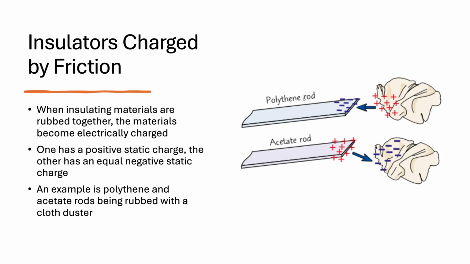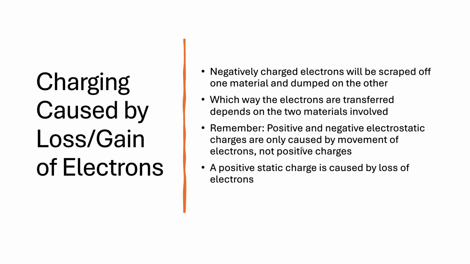So this is a good example that commonly comes up. When you rub a polythene rod with this cloth duster, the cloth becomes positively charged and the rod becomes negatively charged. However, if you change the material of the rod, all of a sudden the one that becomes positively charged switches. So basically, which one becomes positively charged is determined by the materials themselves, is the important thing to take away from that. Now, the reason this happens is because the materials lose and gain electrons.